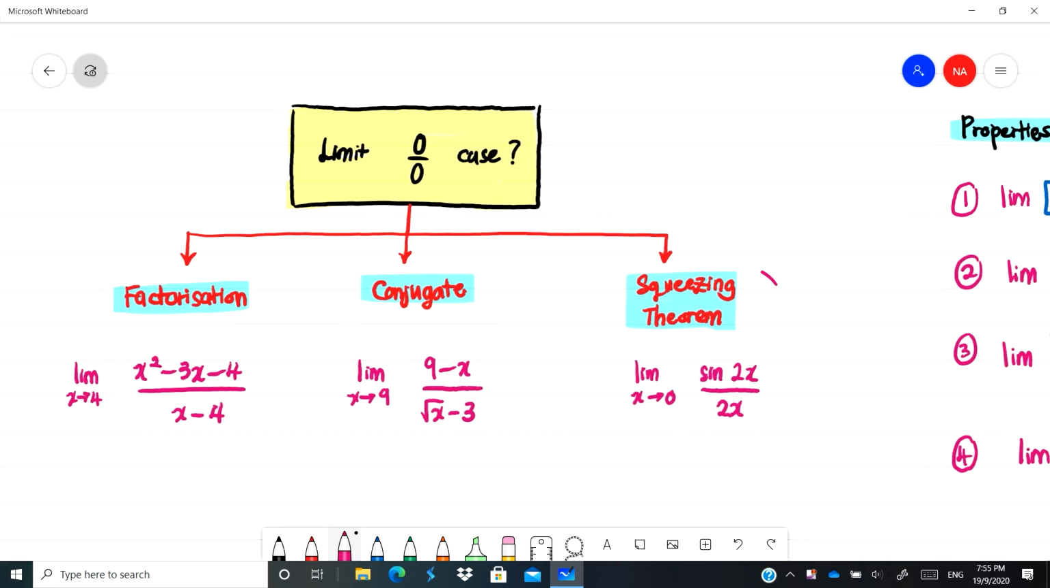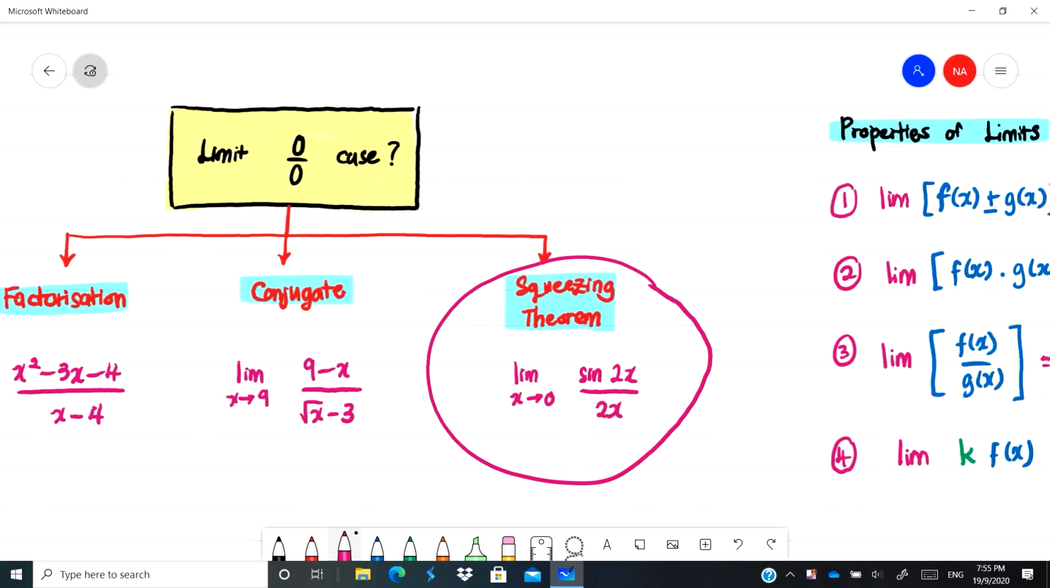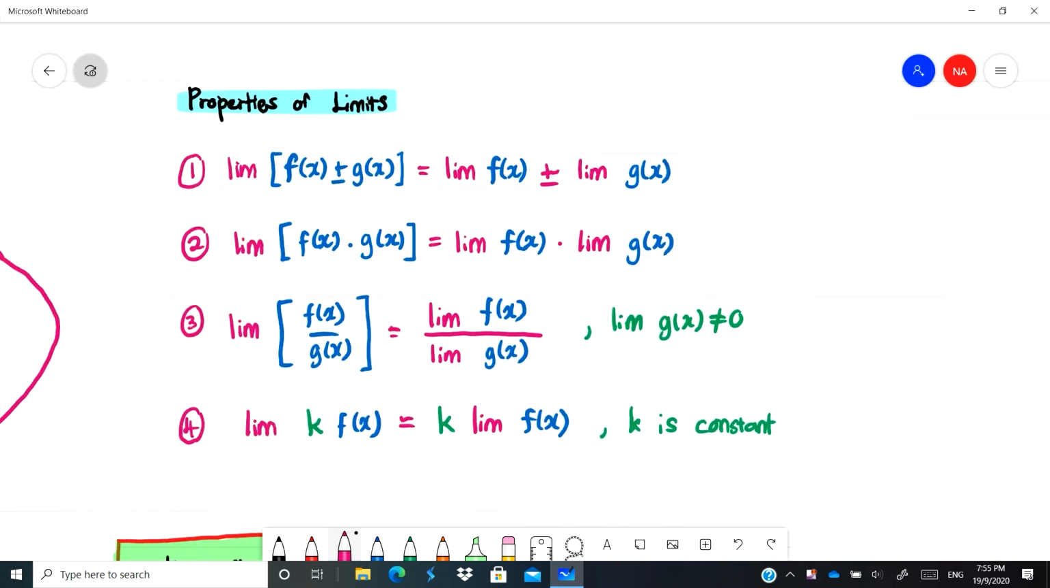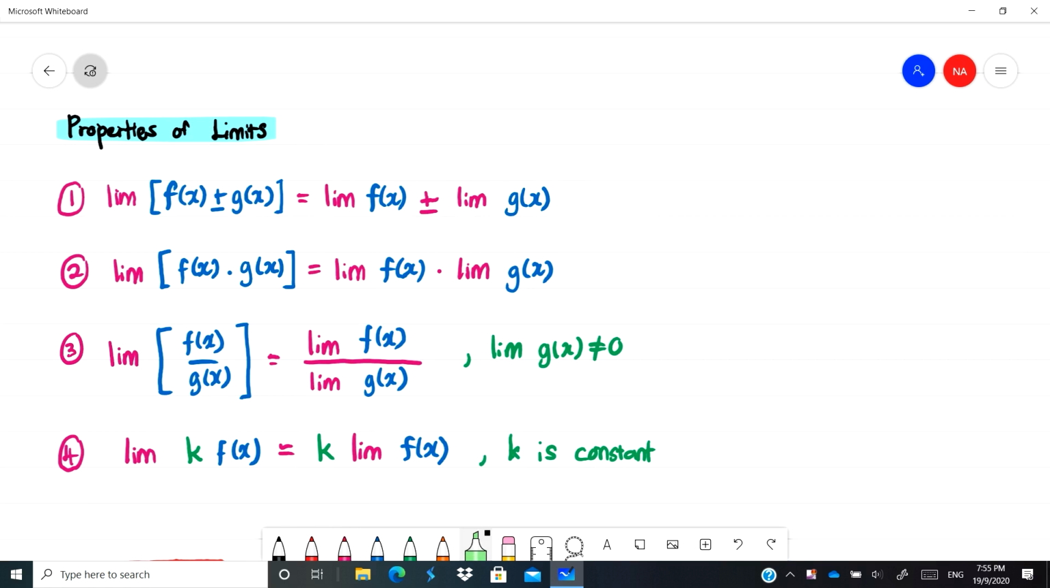In this video we are going to look at the 0 over 0 case of the limit, where we have to use the squeezing theorem. Before we go to the squeezing theorem, you should know some properties of limits. Let's say we have the first one.